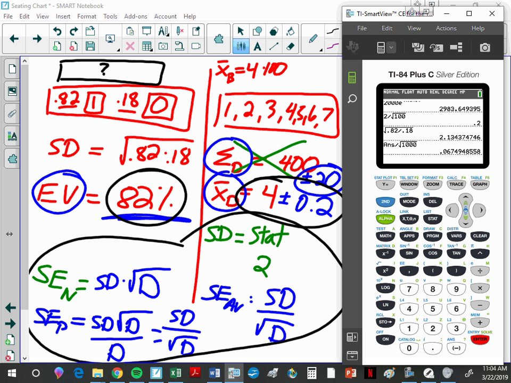So 82% plus or minus 6.7%. But I'm only 68% confident, so I probably want to double that. That would be 13.4. So 82% plus or minus 13.4. I am 95% confident that I have captured the true percentage inside that window. What's the probability that I'm right?